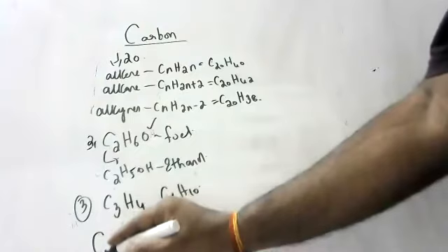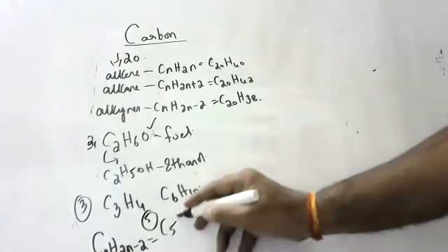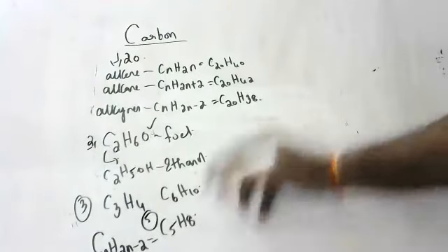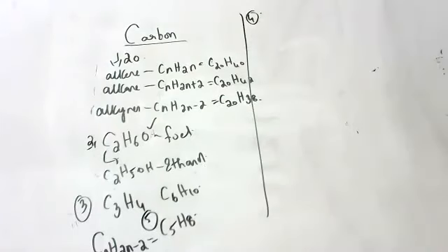Alkyne general formula is CnH2n minus 2. Substitute 5, children: C5H8. This is called pentyne, children. Next question.